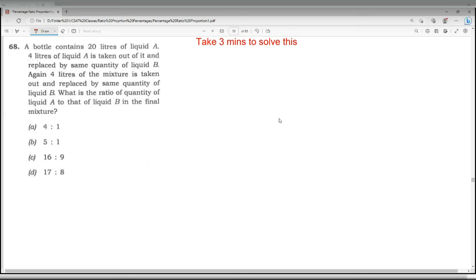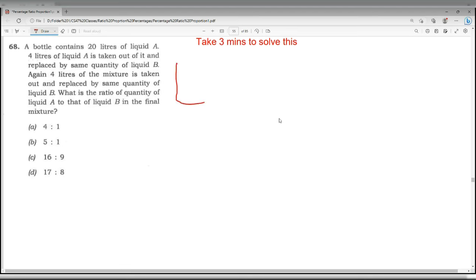So what they're asking is, a bottle contains 20 liters of liquid A. 4 liters of liquid A is taken out of it and replaced by the same quantity of liquid B. Again, 4 liters of the mixture is taken out and replaced by the same quantity of liquid B. What is the ratio of the quantity of liquid A to liquid B in the final mixture?